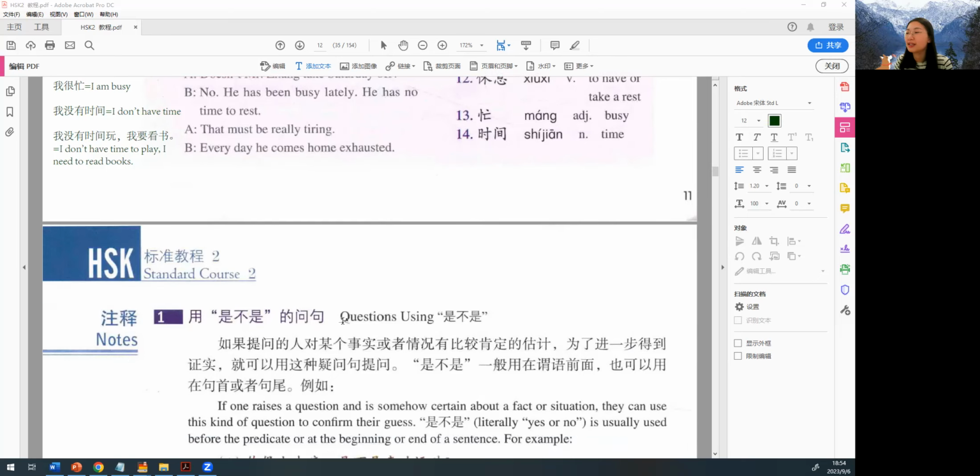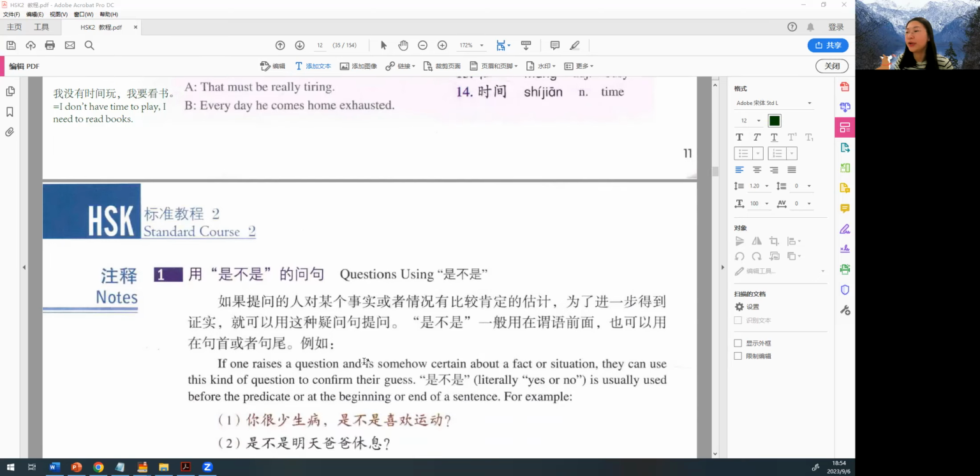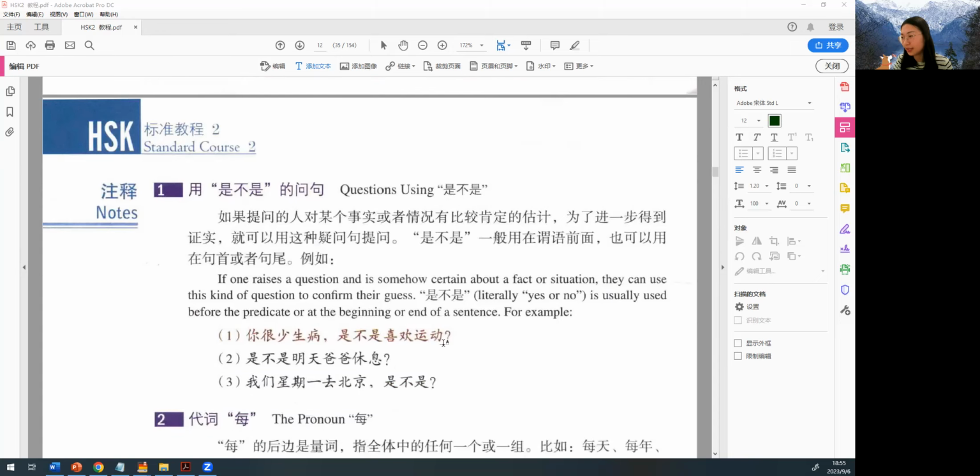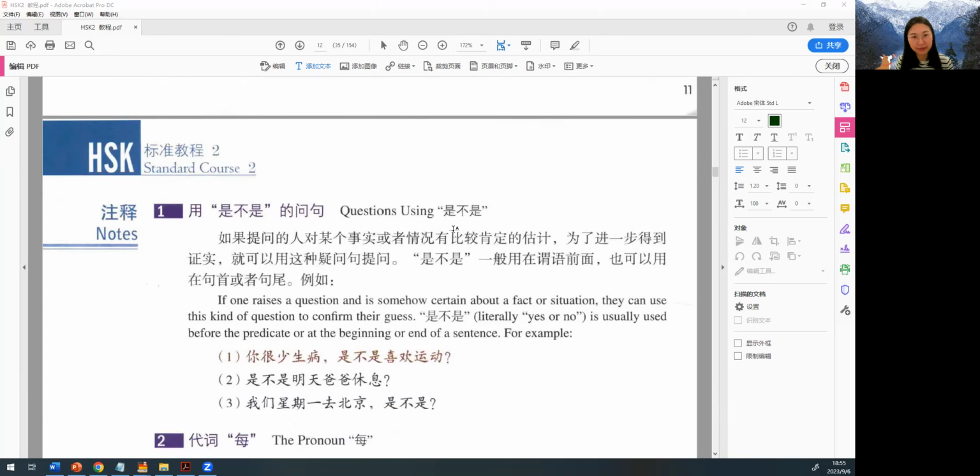The first is the questions using 是不是. So here there's already the explanation. If one raises a question and it's a yes or no question, whenever we have such yes or no, think or not think, want or not want, those are all yes or no questions. So let me write down an example over here.